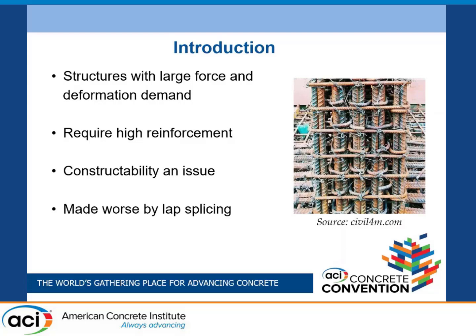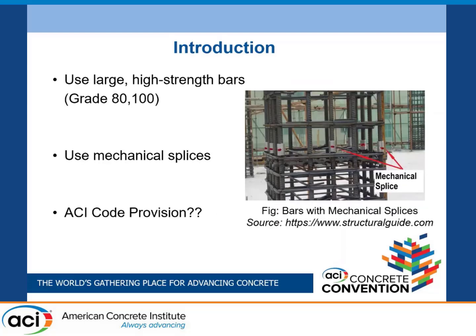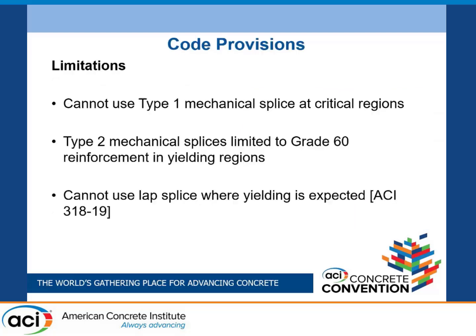We can use large high-strength bars, which reduces the number of bars in the same section. In the lap splice region, we can use mechanical splices, which will reduce the congestion as shown in the picture on the right. But let's see what the ACI code says regarding their use.